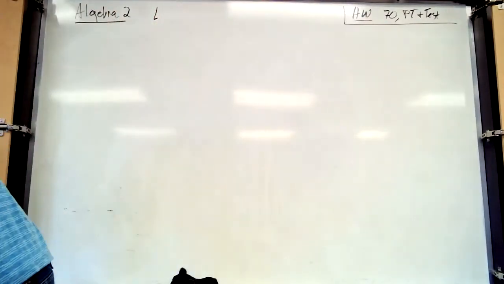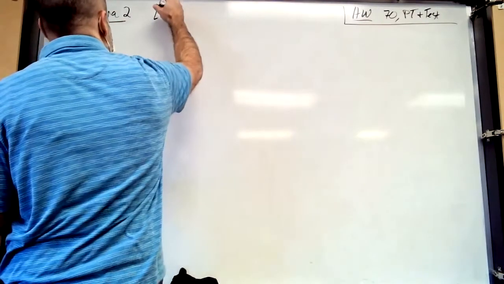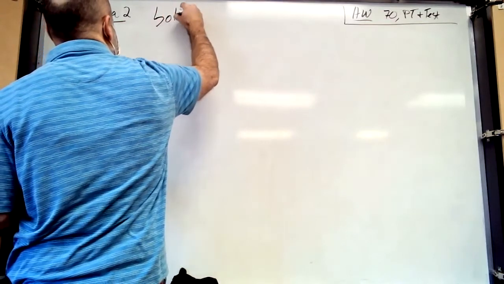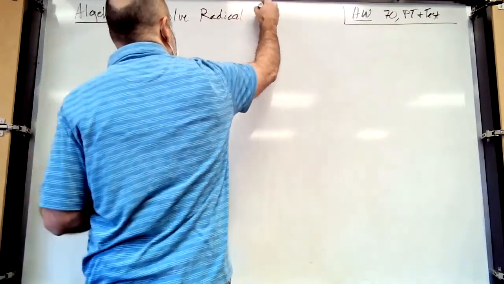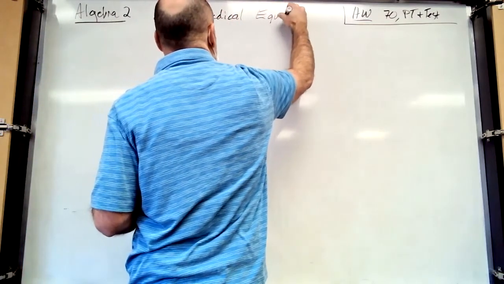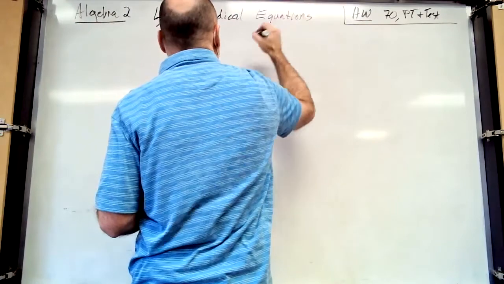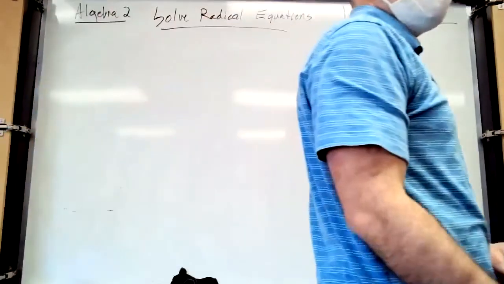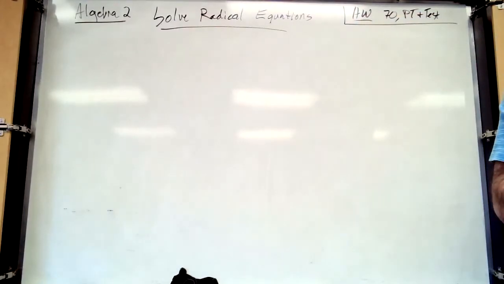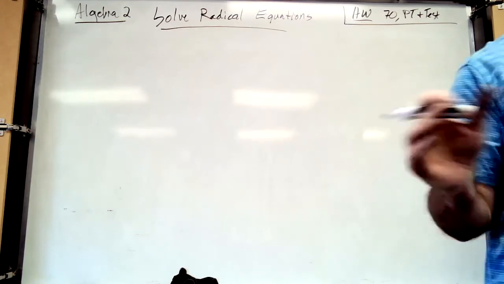Okay, next we're going to solve radical equations. Pretty easy. How do you get rid of radicals? So remember, when you're solving equations, you do the opposite operation. What's the opposite of a radical? Exponents. So the opposite of a square root radical is you're just going to square it.